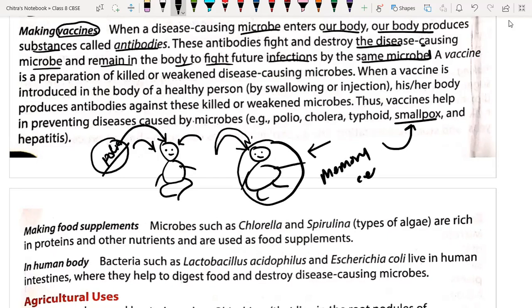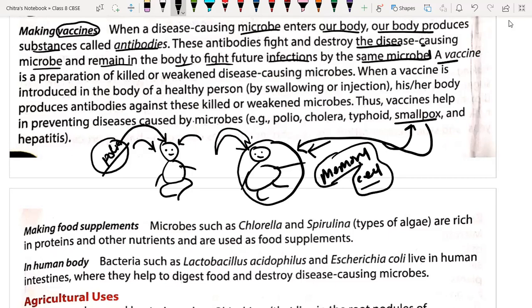Memory cells. Yes. This memory cell will get activated and remains in our body only. And when the same kind of virus or bacteria attack again, this memory cell will get activated and will kill those microorganisms again. That means once you have suffered from smallpox, you are not going to suffer from smallpox again. Okay, this is the work of medicine. This is the work of vaccine. They work like that.